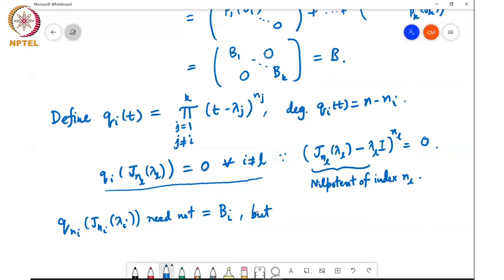But one thing we can say about it is that because the i equal to j term is not included here, all its eigenvalues will necessarily be non-zero because these lambda_j's are all distinct. So it is non-singular.